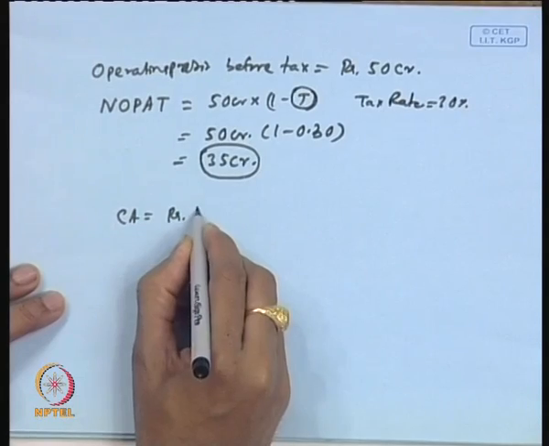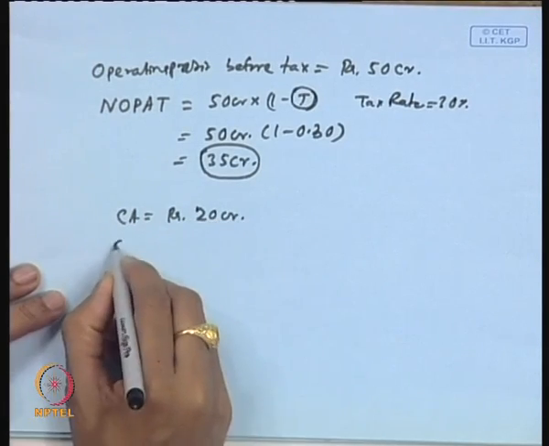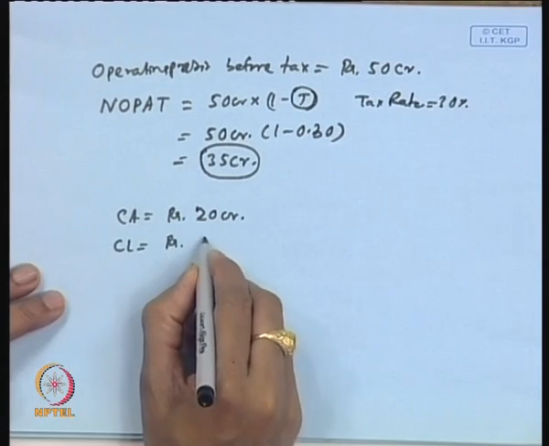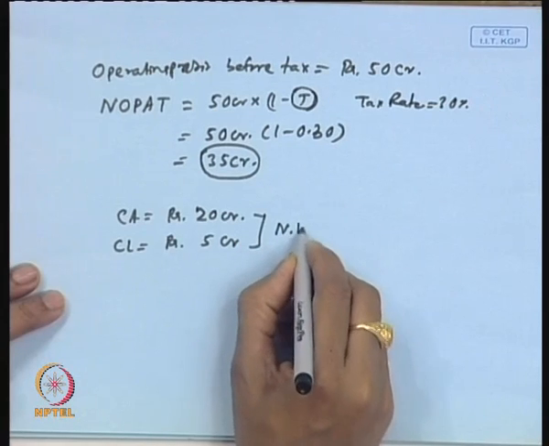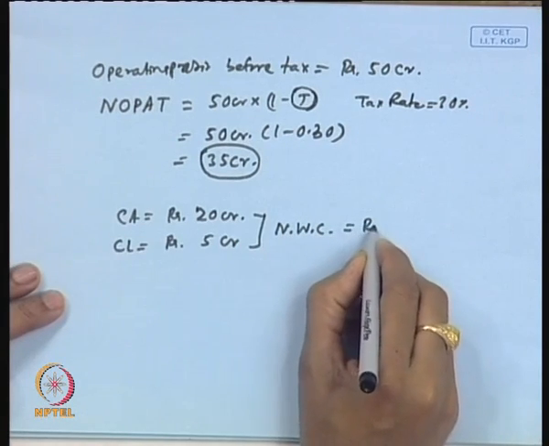And besides the capital expenditure, one has to also look at the net working capital requirement. Why? Because there will also be investment in current assets, and these current assets are partly financed by current liabilities. So, if you have a current assets requirement of rupees 20 crore and current liabilities of rupees 5 crore, the difference is the net working capital, which is rupees 15 crore.